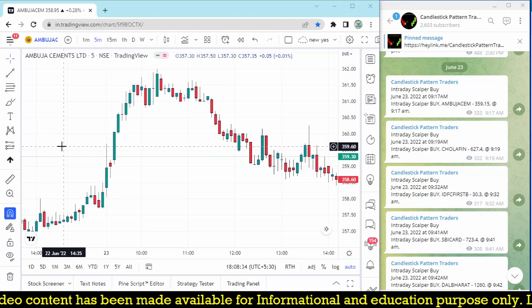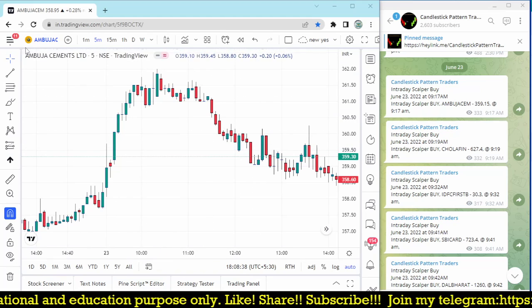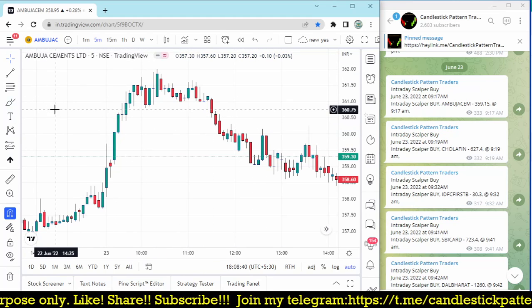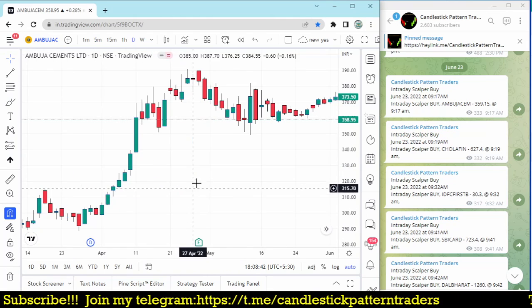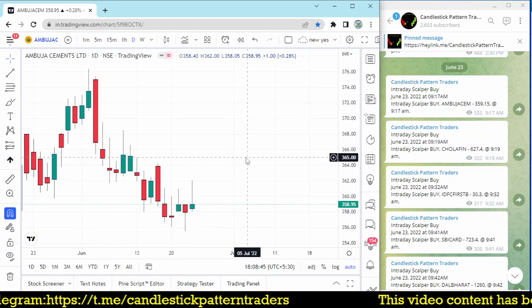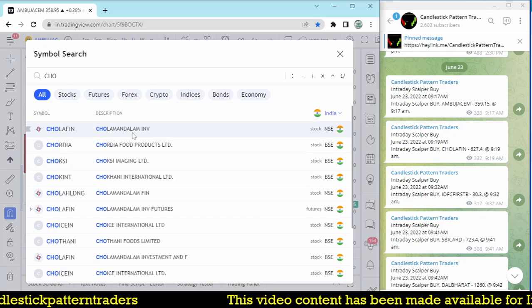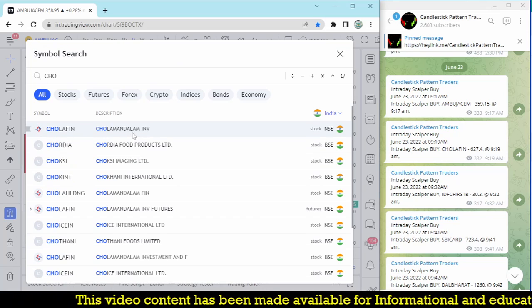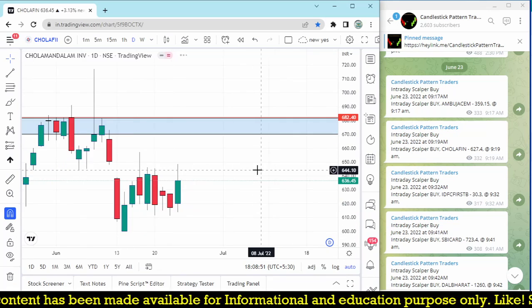And the second one, which is happening at 9:19, Chola Finance. You will check the daily chart of Chola Finance to see what happened on it. If you are doing it in a manual way, checking for that kind of pattern is very difficult. But using scanners and screeners, we will easily find Chola Finance.